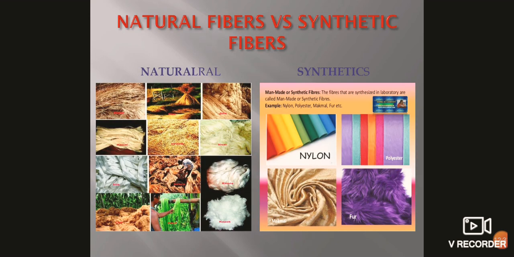So, to conclude, natural fibers and synthetic fibers are the two types of fibers which are used to make cloth. There are some advantages of natural fibers and some disadvantages. Similarly, synthetic fibers have their own advantages and disadvantages.